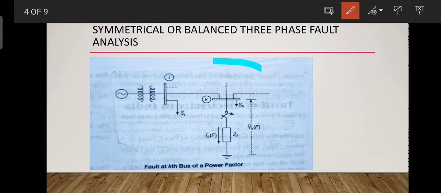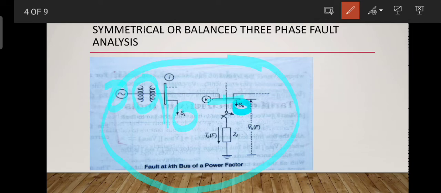This is our single line symmetrical or balanced three-phase fault diagram. This is our generating station, this is our power transformer, this is our bus bar, and this is our load, with another bus bar here with another load. This is our circuit breaker, with this our fault impedance, with a fault current and voltage, and it is connected with ground. Okay, I think it is clear to you.